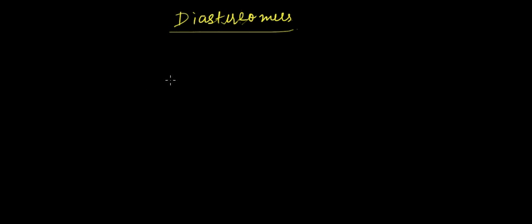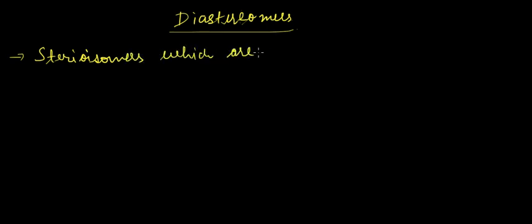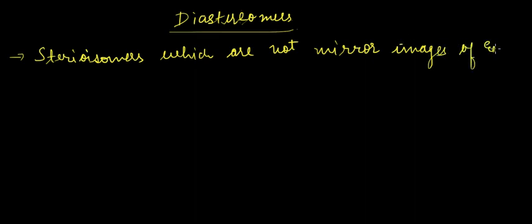So diastereomers are stereoisomers which are not mirror images of each other. Okay, and another way of saying the same thing is stereoisomers which are not enantiomers are automatically diastereomers.